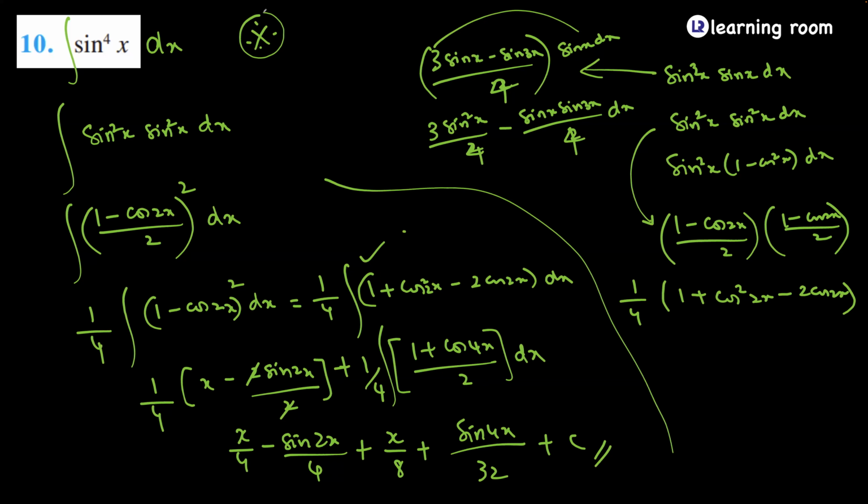This is actually cos square x. Your handwriting has fooled you. That's cos square 2x.